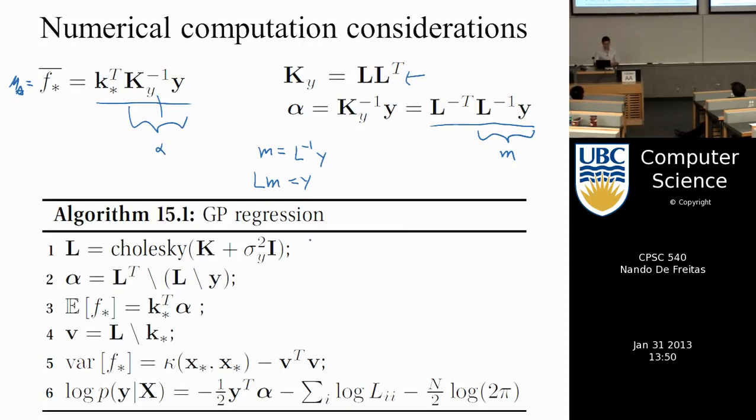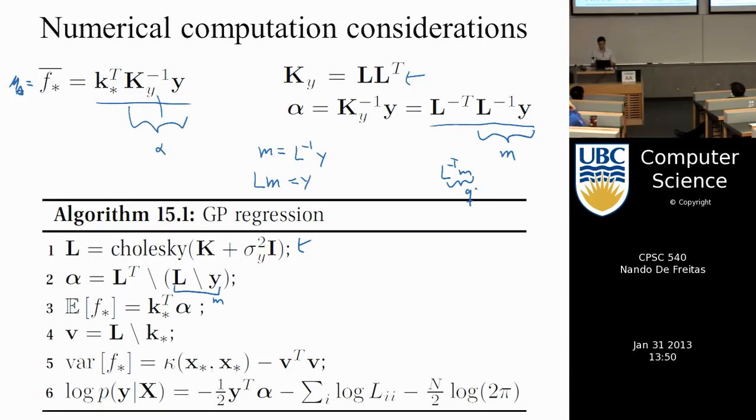In the code, I compute the Cholesky decomposition of K, and then I solve a linear system, which in Python or MATLAB is just with this backslash operator. That gives me M. And then once you have M, you have another linear system, which is L minus transpose M, which you can call, I don't know, Q. And then you solve for Q.